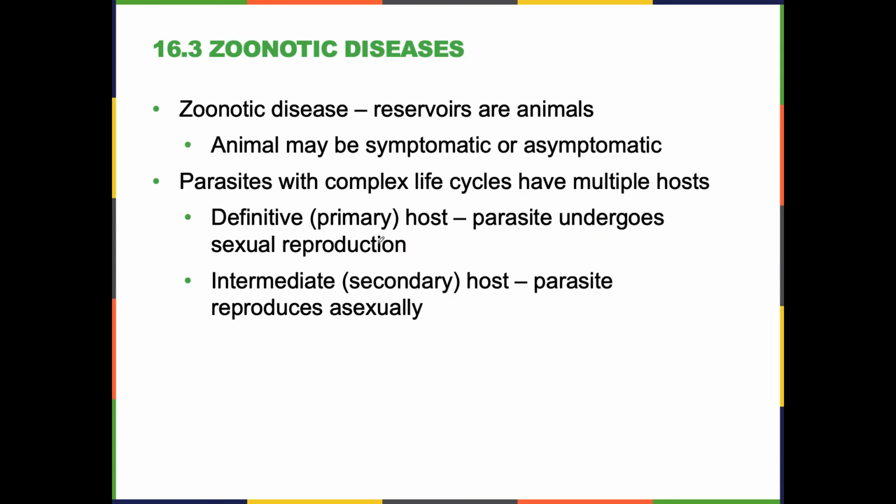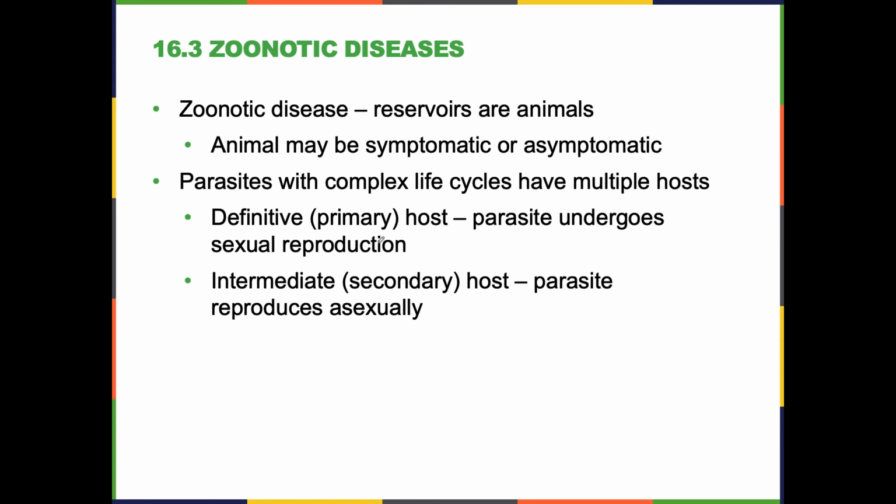Animal reservoirs are called zoonotic diseases. I feel like we talked about this before, but we'll just mention it again really quickly. Zoonotic diseases are when the reservoirs are animals. Animals themselves may be symptomatic or asymptomatic. For example, influenza at its root is a zoonotic disease because it lives in birds. Almost all birds have some sort of influenza virus, but they live there asymptomatically. But they can also be symptomatic.